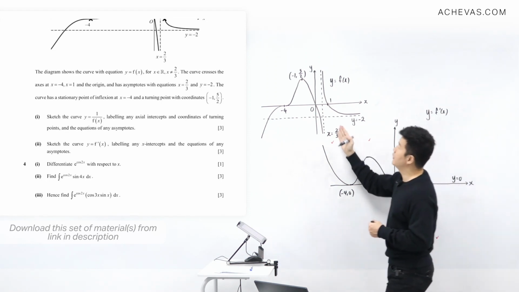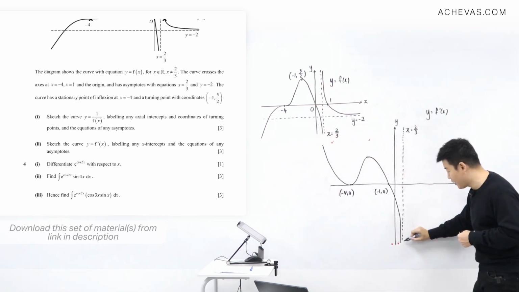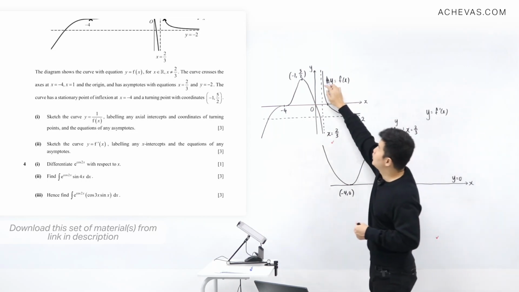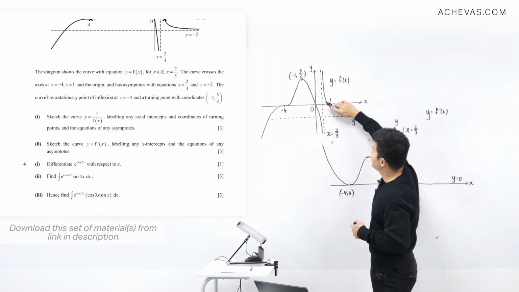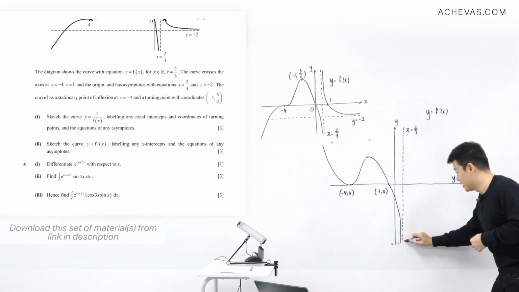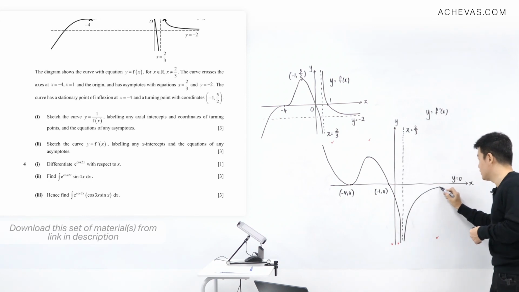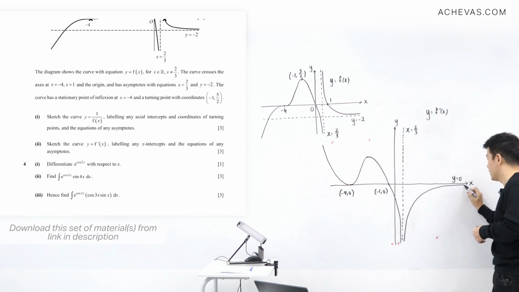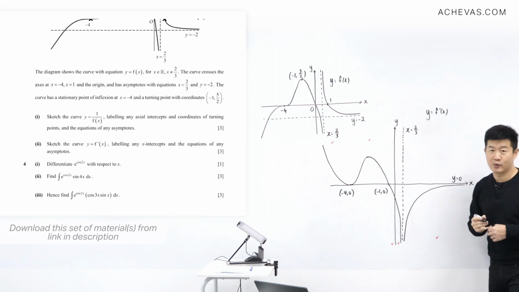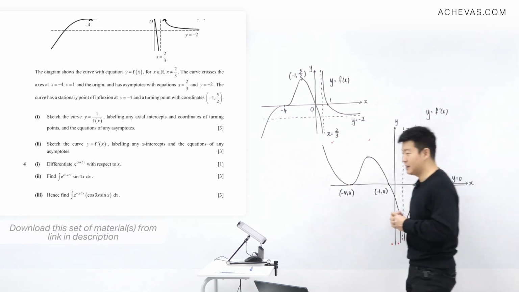And to the right of 2/3, the gradient is still very, very negative. The y coordinate is still going to be very, very negative. And it will slowly become less and less negative, then back to 0. So it will slowly tend towards 0, which is our horizontal asymptote over here. And this will represent for us the graph of y is equal to f prime x. Okay, done for part 3.